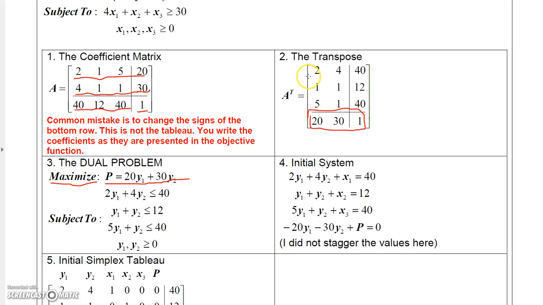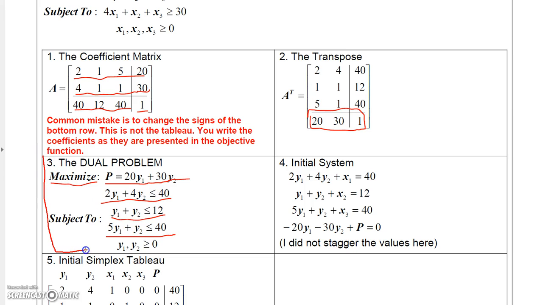Now notice here, I actually have 3 constraints. 1, 2, 3. So this one's going to be 2y1 plus 4y2, and remember we use less than or equal to. So it's 2y1 plus 4y2 is less than or equal to 40. And then this one's going to be y1 plus y2 is less than or equal to 12. And then the final one is 5y1 plus y2 is less than or equal to 40. Again, there's the dual problem.